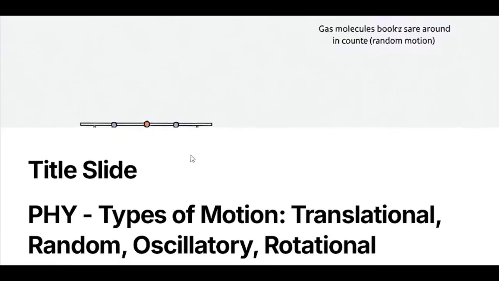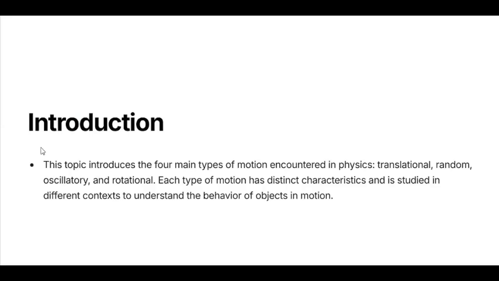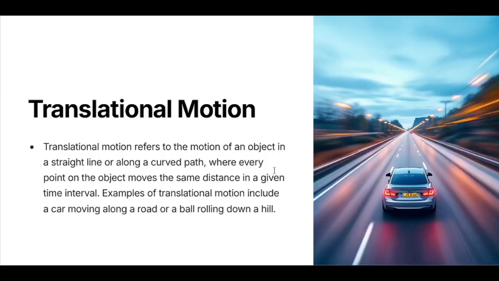In this lesson we'll be treating types of motion, and specifically we'll be zooming into translational, random, oscillatory and rotational motion. So let's see what we have. There are different types of motion in physics, and as I said at the beginning, there is translational motion, random motion, oscillatory motion and rotational motion. Each of these types of motion has its distinct characteristics, and they are studied individually in physics, and even in science generally.